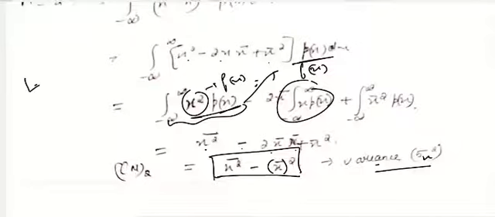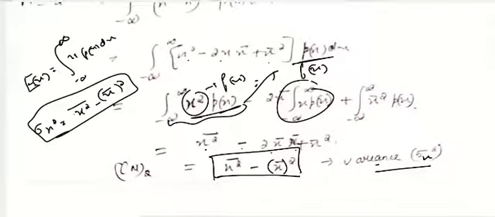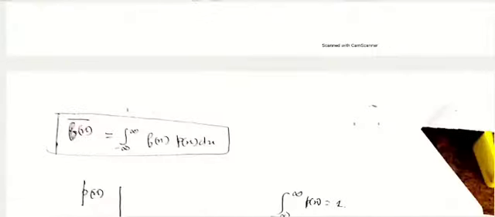So, for the mean the formula is x into p of x dx. For variance the formula is x square bar minus x bar the whole square. This is a very important formula.